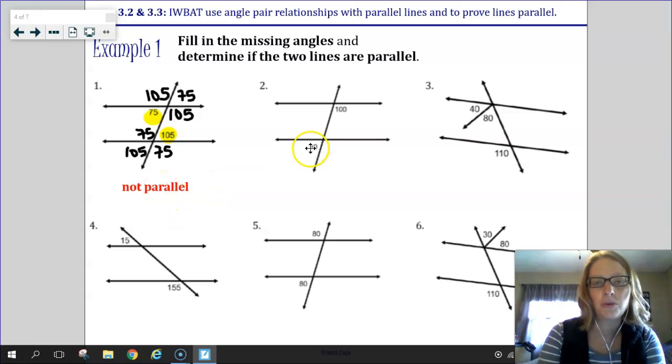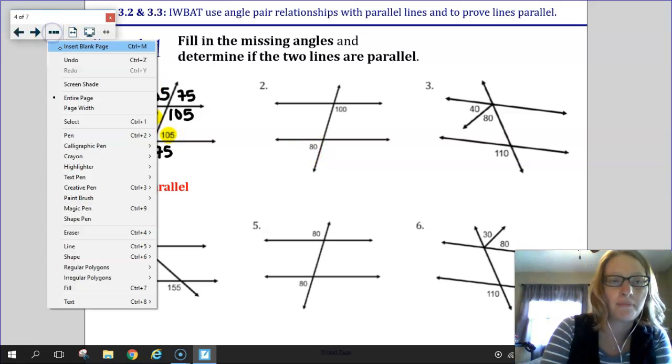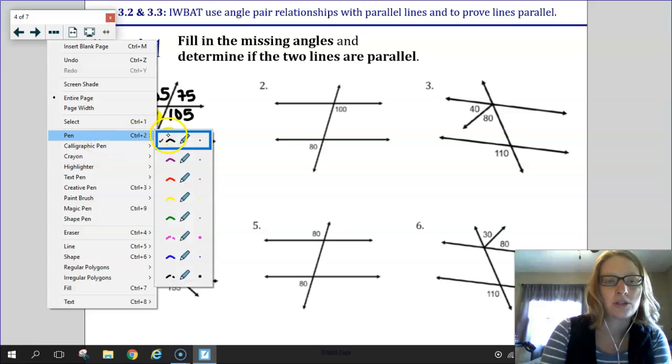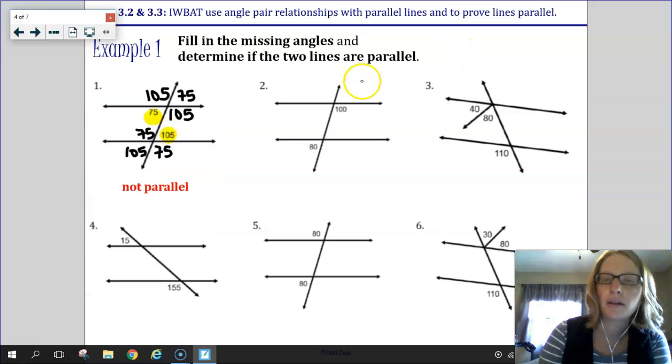Let's do example 2, and then I'll give you some time to do 3, 4, 5, and 6 on your own. So in example 2, let's do the same thing.